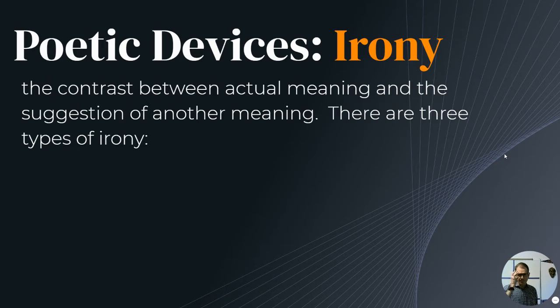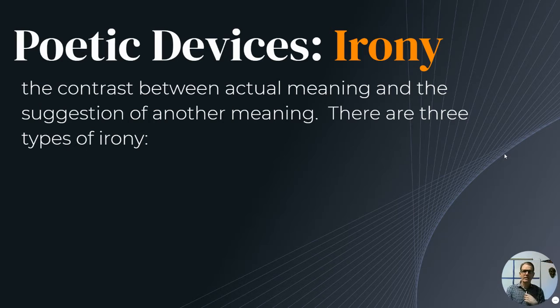Then we have irony. And irony is the contrast between actual meaning and the suggestion of another meaning. So we've talked about irony before. I'm sure you've probably heard the song. If not, look up Isn't It Ironic by Alanis Morissette. And it's like a meta irony. It's digging deeper into irony. We'll talk more about that later.